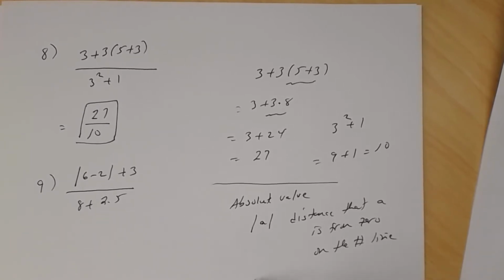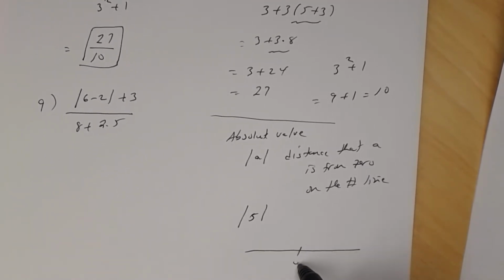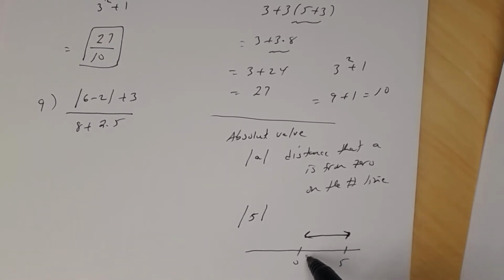So for example, let's suppose we looked at the absolute value of 5. So on the number line, here's 0, and positive 5 is here. I'm interested in the distance from 0 to 5. Well, in terms of units, the number 5 is 5 units from 0. So the absolute value of 5 is just 5.